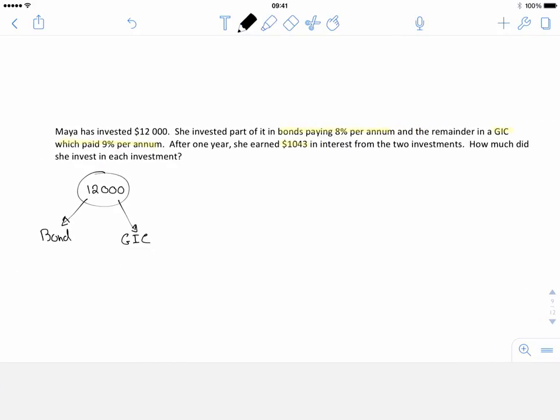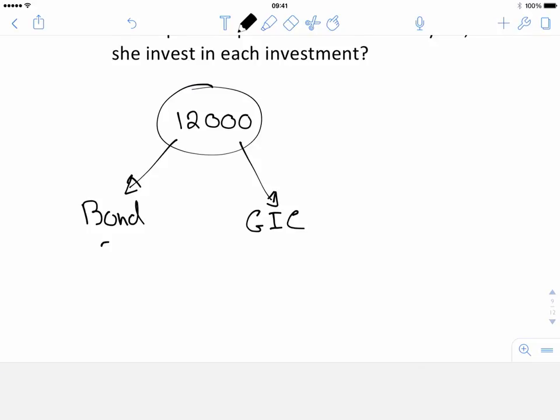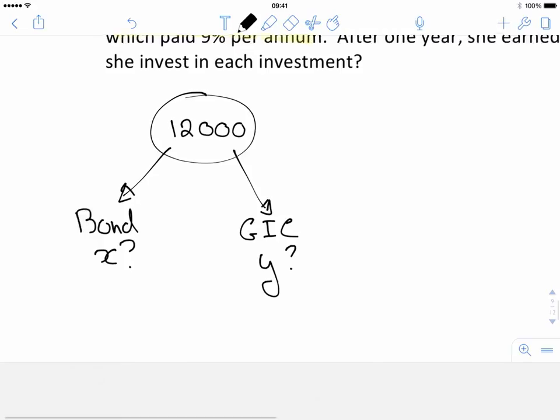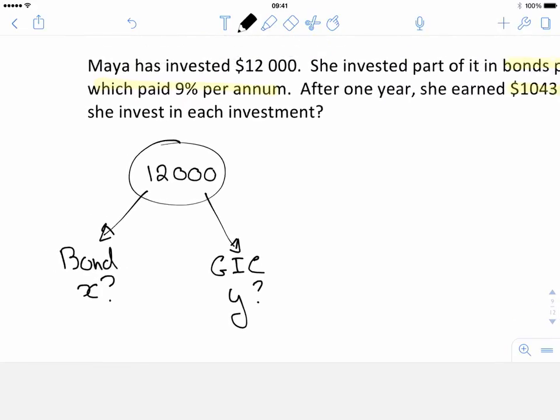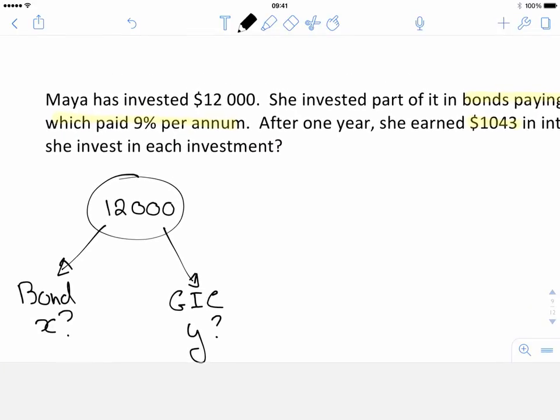So the question is, how much did she put in the bond and how much did she put in the GIC? So question mark, question mark. Notice how I labeled them with variables x and y because that is precisely how we are going to define our variables. We're going to let x represent the amount invested in the bond and y represent the amount invested in the GIC. So let's write that out.